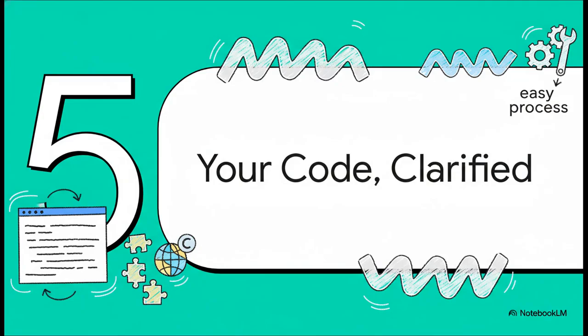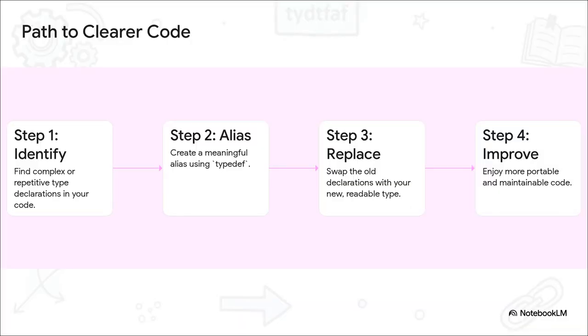Okay, so armed with all of this knowledge, how do you actually start applying this to your own projects? The good news is it's a really simple and, honestly, a really rewarding process. Here's a simple little roadmap. First, just go on a hunt through your code. Look for those long, ugly, or just plain repetitive type declarations. Second, give that type a clear, meaningful name using typedef. Third, just go through and replace all the old clunky declarations with your shiny new one. And boom, just like that, your code is more portable and a whole lot easier for you and your teammates to maintain.